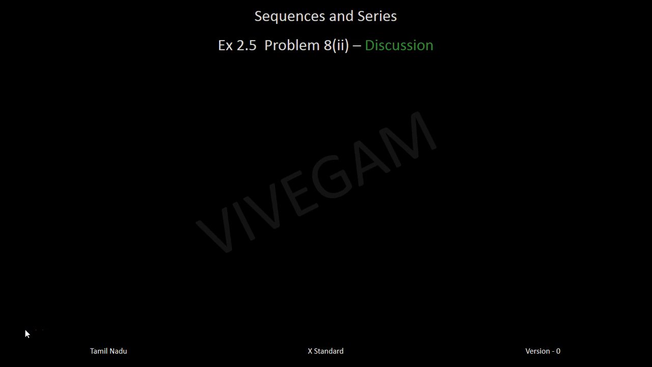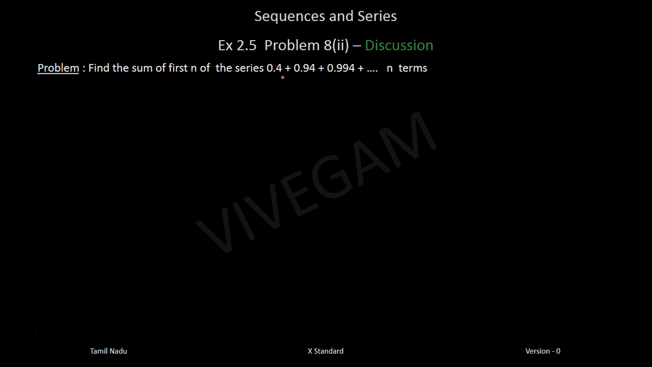Exercise 2.5, problem 8, subdivision 2. Okay, let's read the problem. Find the sum of the first n terms of the series 0.4, 0.94, 0.994, up to n terms. It's something very close to the previous problem.